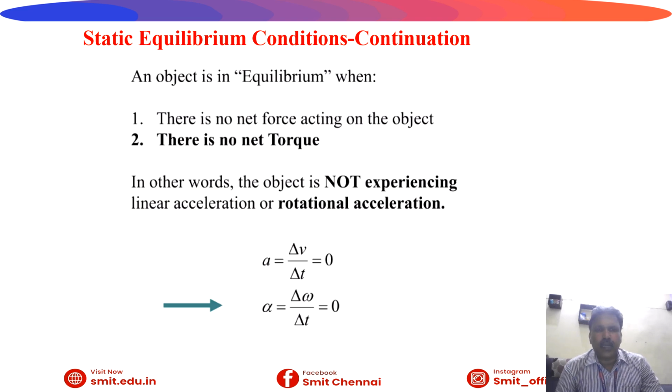An object is in equilibrium when there is no net force acting on it and there is no net torque. In other words, the object is not experiencing linear acceleration or rotational acceleration. So when an object is in equilibrium, there is no net force and no net torque, and no linear or rotational acceleration.